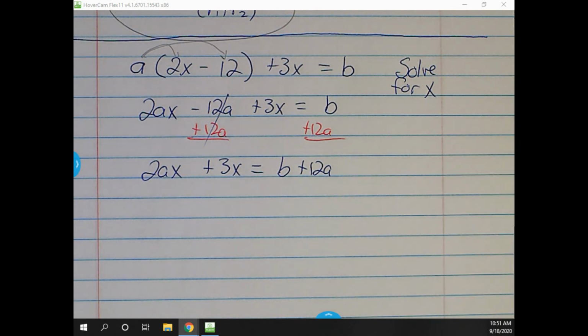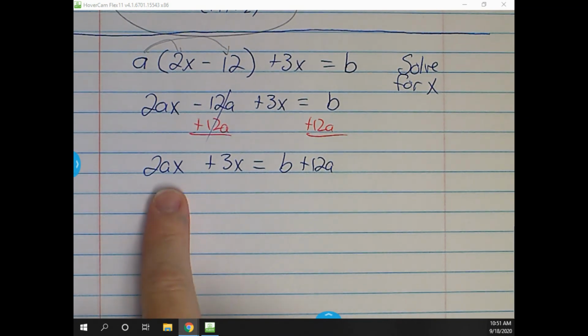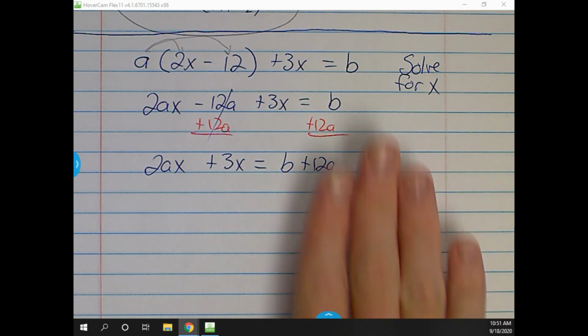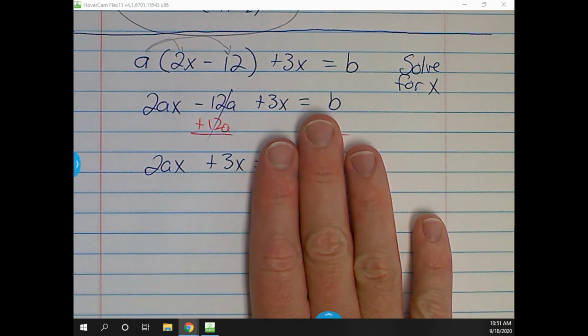Okay, now here's where we go back to the question we had just a few questions ago. I think the very first one we looked at. You've got a 2ax and a 3x right here. We've got to get it so that there's only one x out there. So is everybody okay that over here on this side, if we cover up the b plus 12a for a minute, you've got 2ax and 3x, right? They both have the x in common.